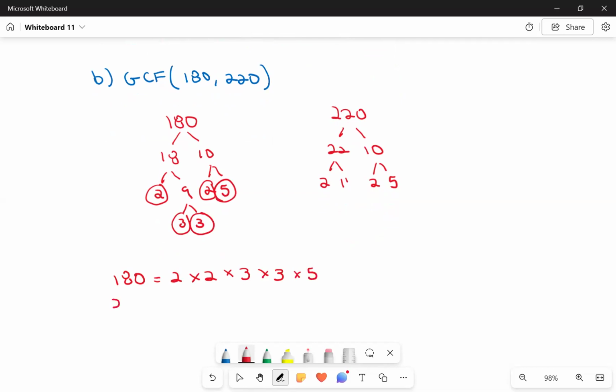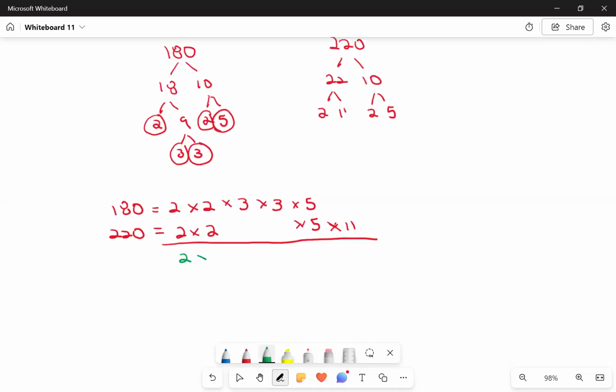Okay. 220, I'm going to line up, has 2 2s as well. Then it has a 5, and then it has an 11, which I just put at the end. No real space there, but for some reason it does not want to draw my X's. There we go. Okay. So now I'm going to line up what factors they have in common. They have 2 2s in common and a 5. So 2 times 2 times 5, which multiplies out to 20. And there you go, the GCF.